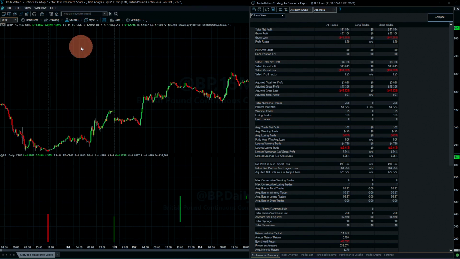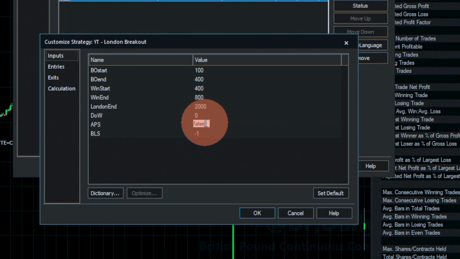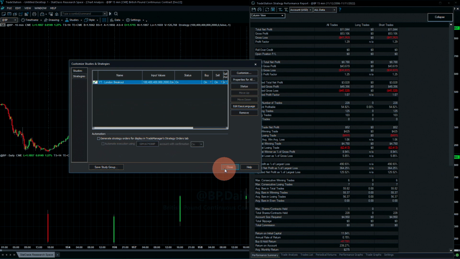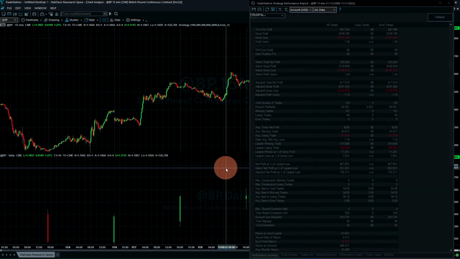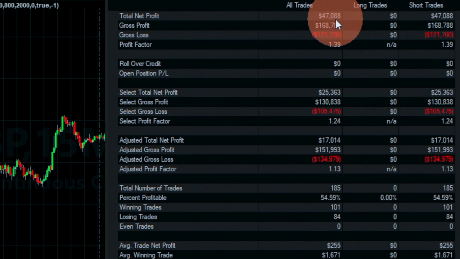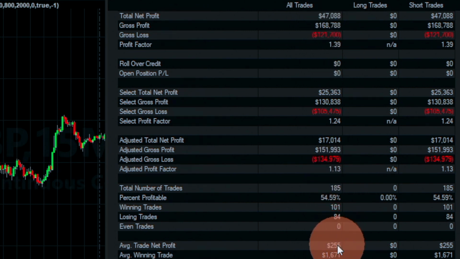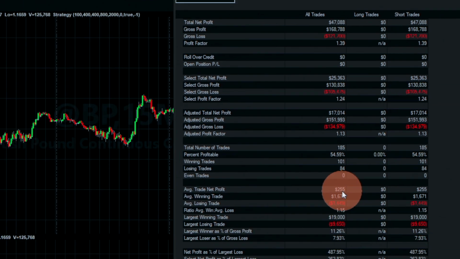Finally, we need to switch the last variable on. So this is APS, and if I switch APS to true, let's see what we get. Okay, so this is very interesting now. We are making $47,000 on a little less trades, 185, with an average trade of 255.